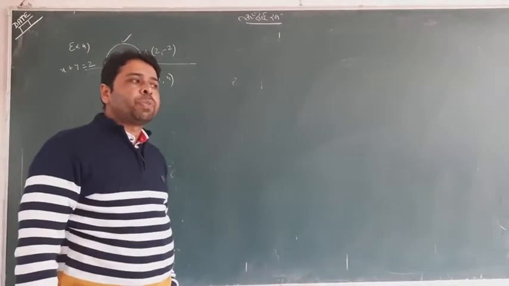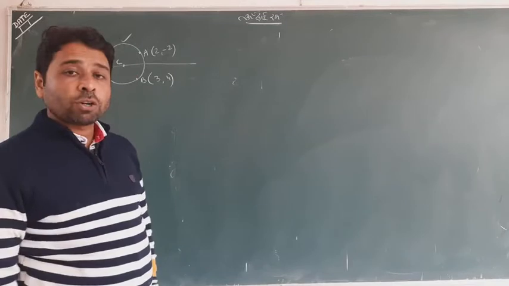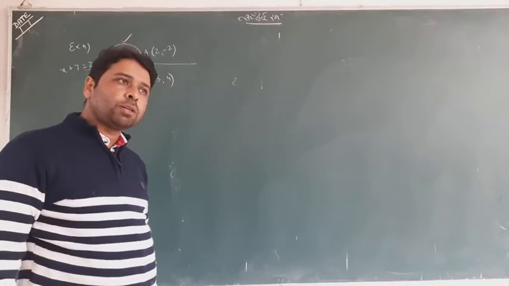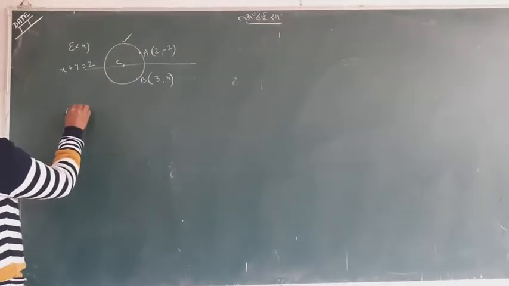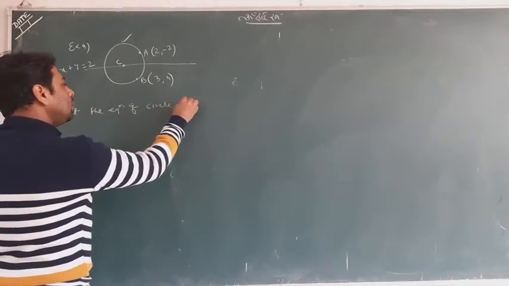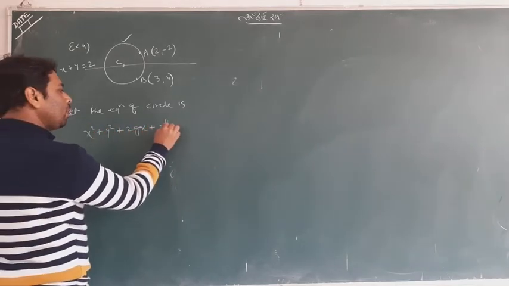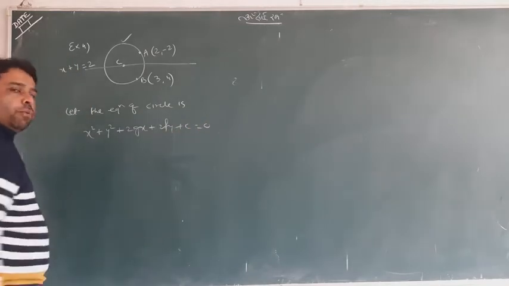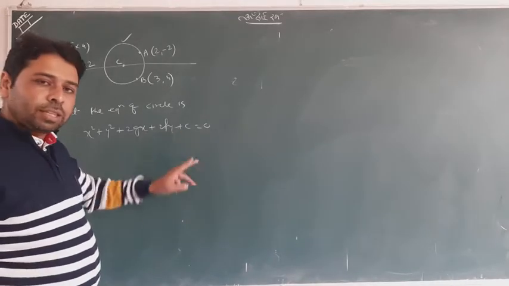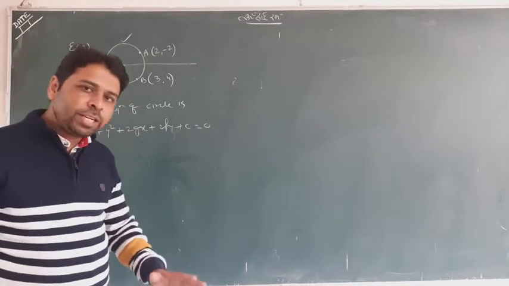Look at it, I tell you one thing. The equation of a circle initially depends on radius and center. But in this question, radius is not given, center is not given. So how can we start? We will go a different way. Let the equation of the circle be x squared plus y squared plus 2gx plus 2fy plus c equal to 0. We assume our equation like that, where g, f and c are three constants which are actually needed.